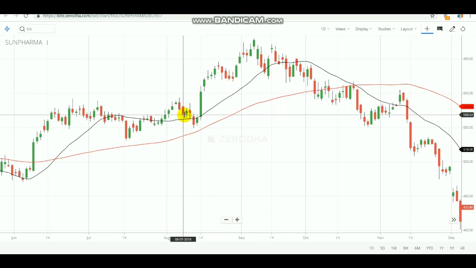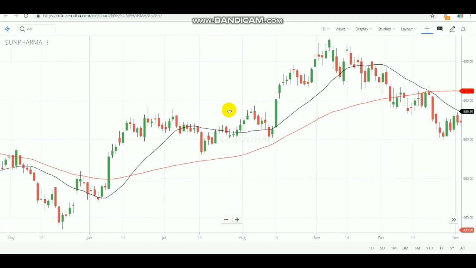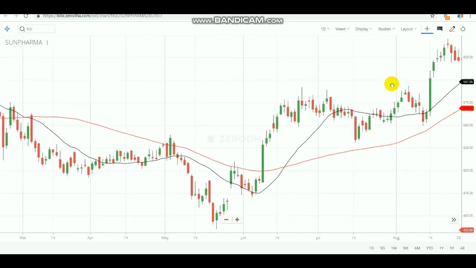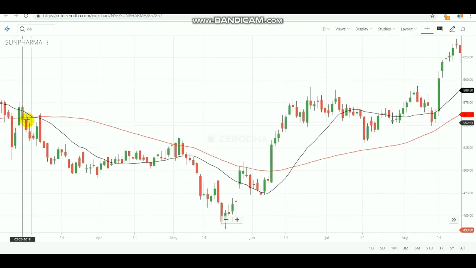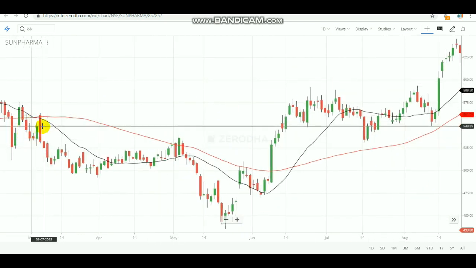Okay. And then let's see with the previous one also. Here again the Sun Pharma downtrend has been formed. So at this candle you would have sold at this point.